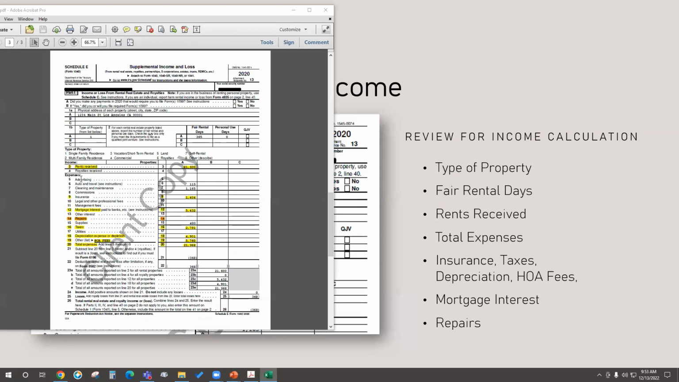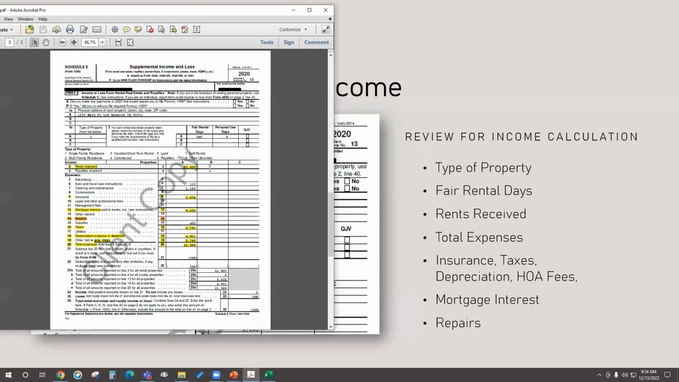You want to take a look at the type of property, and it is going to show this here. You're going to see your number amounts. So you want to look at your type of property, your fair rental days, because remember, guys, not all the time have these borrowers rented the whole time. There are times that they just bought it and maybe had to repair a lot of stuff, and it could have taken them 6 months to repair it, and they only rented it for another 6 months or 3 months or something like that. So you do want to look at your fair rental days.